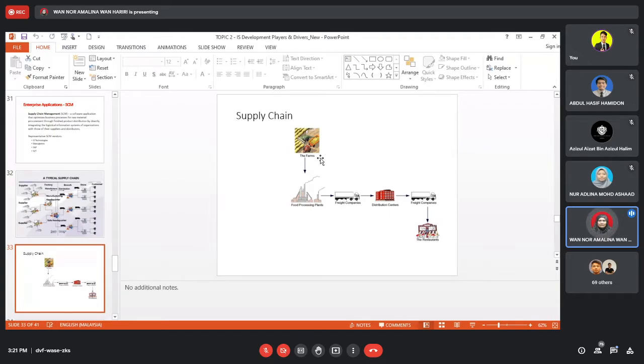Okay. All of this need to have proper information systems. These are untuk freight companies ni, dia ada information systems for logistics, to handle logistics. Distribution center pula ada information system dia sendiri. Okay. Sehinggalah the end product tu sampai kepada restaurants. Okay.